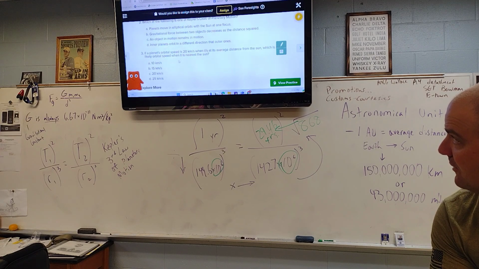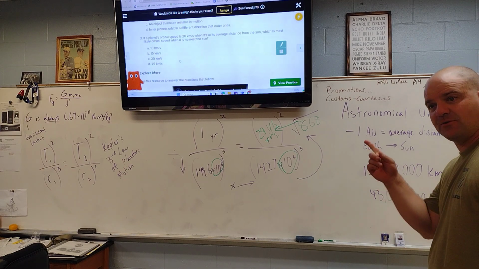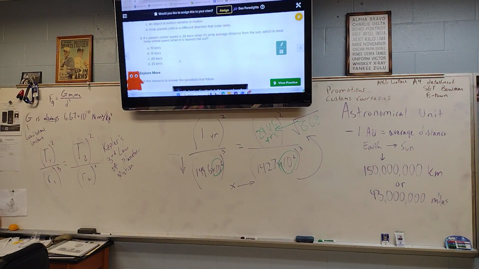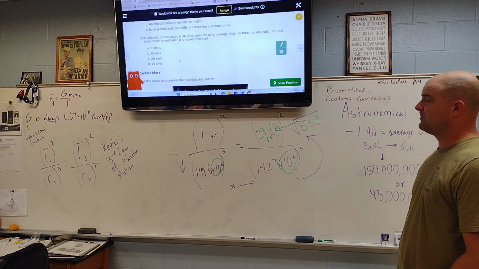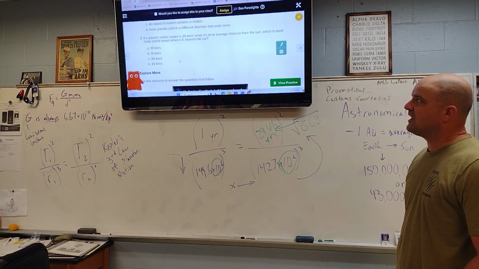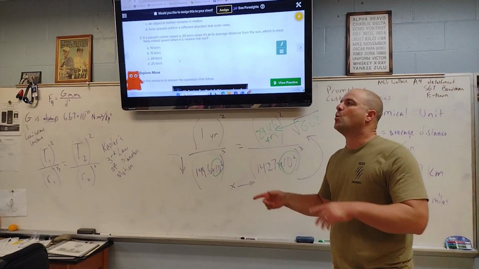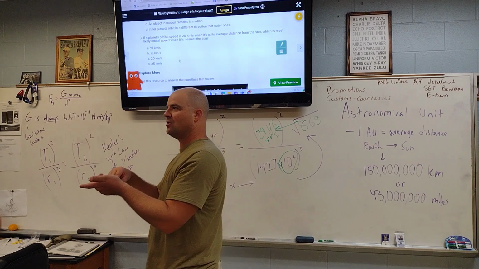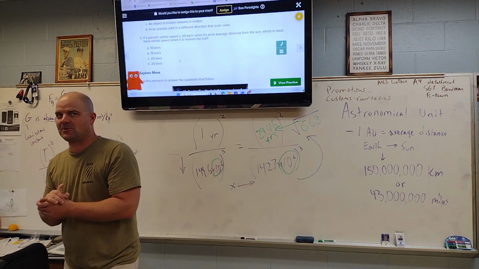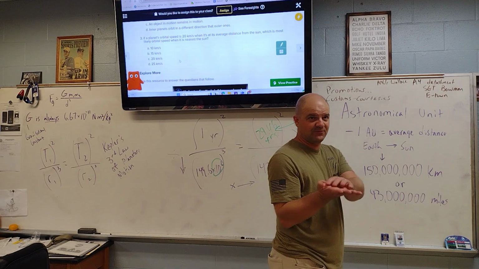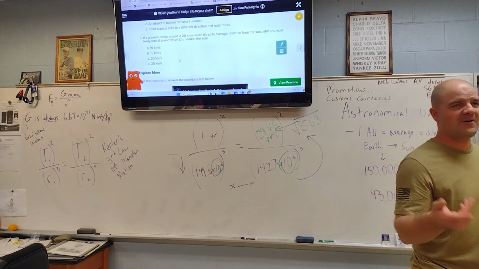Number 3. If a planet's orbital speed is 20 kilometers per second when it's at its average distance from the sun, which is the most likely orbital speed when it's nearest the sun? When is it going faster, when it's nearer or farther from the sun? Nearer. Just like the beach volleyball getting closer to my hand if my hand were the sun, right? It's going to be going faster.